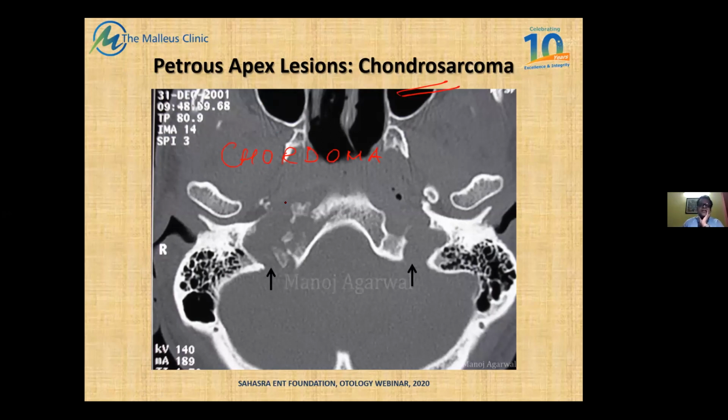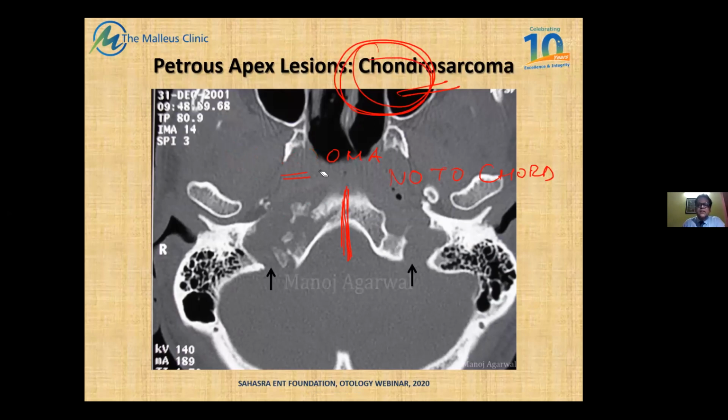The important differentiating factor between the two is a chordoma is more midline oriented. But that's not the gospel truth again. Why? Because the chordoma arises from the notochordal remnants, and we all know that the notochord is a midline structure. Whereas a chondrosarcoma is actually arising from the cartilage. Chondro, right? Which means cartilaginous.